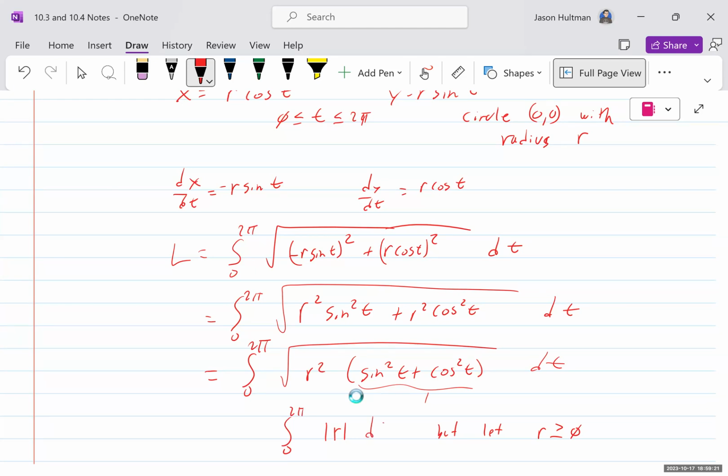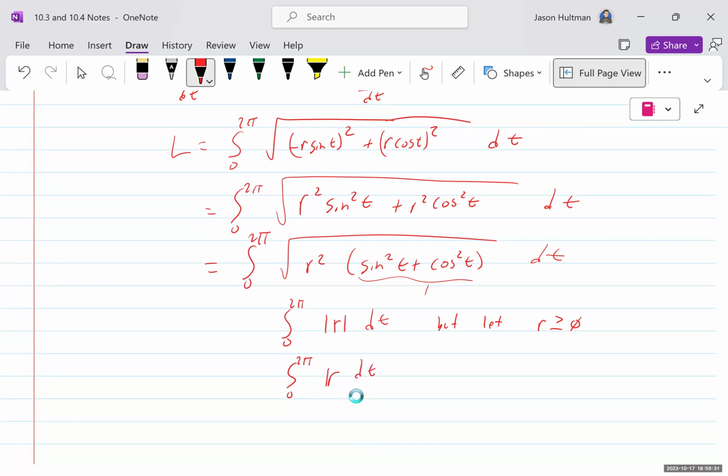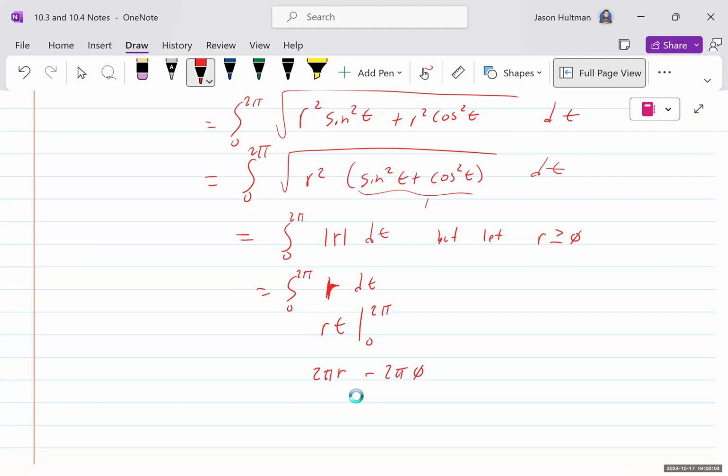And then this is dt, right? So this is the integral from 0 to 2 pi of r dt, where r is just a radius. We're going to treat that as a constant because we're not taking the derivative with respect to r. That's going to be the radius of my circle. And so this becomes rt evaluated from 0 to 2 pi. If I plug this in, I get 2 pi r minus 2 pi times 0, which is just 2 pi r, which is the arc length.